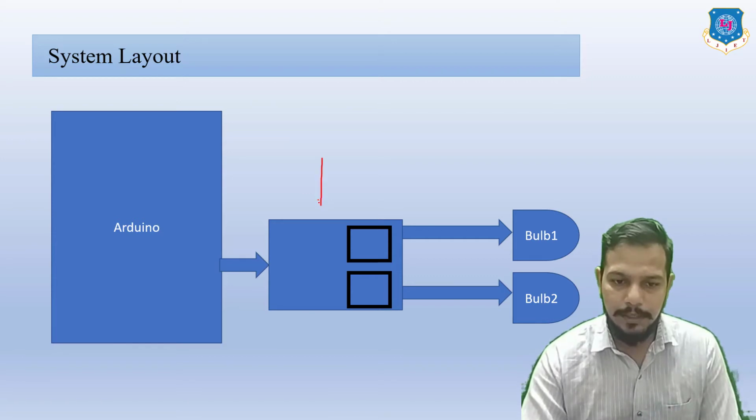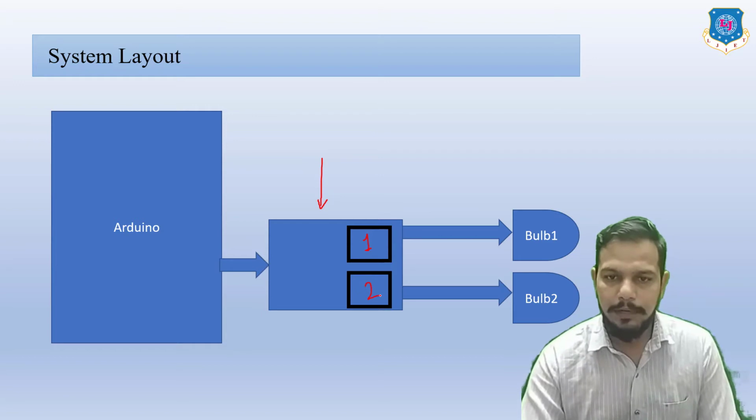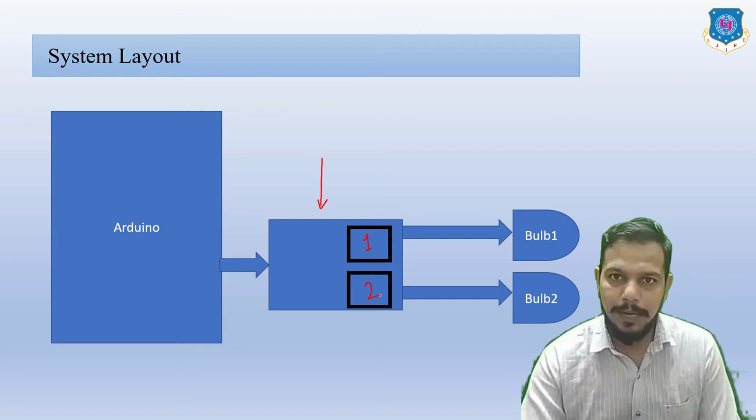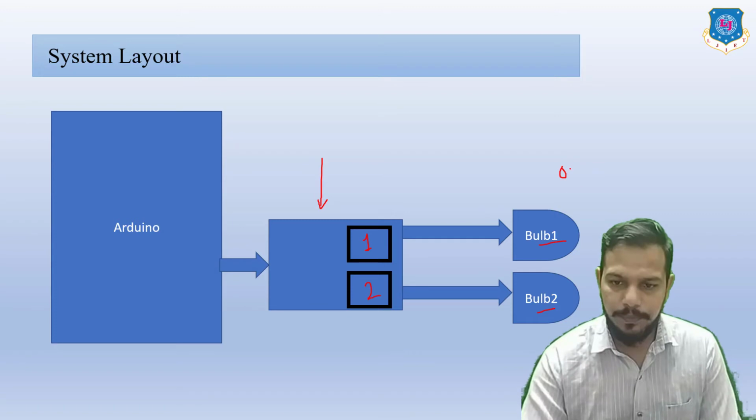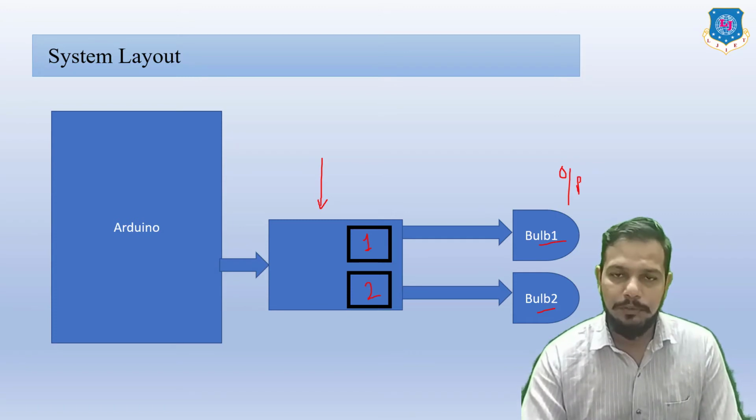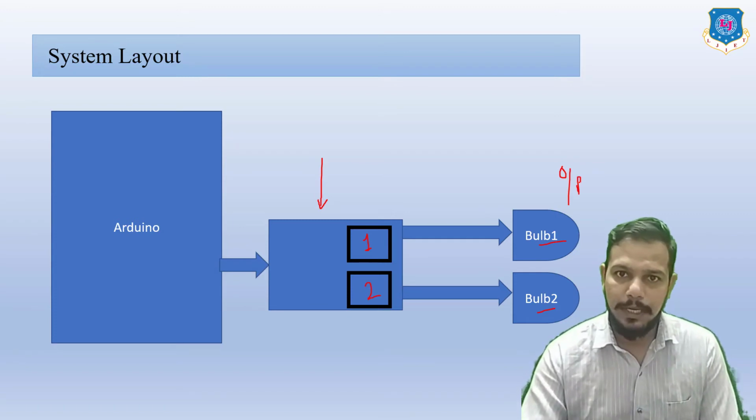This one is a relay board in which we are going to use relay number 1 and relay number 2. So 2 relays for the controlling of 2 lamps. It is connected with bulb 1 and bulb 2. Basically this is the output. So this is the system layout which we are going to connect according to.